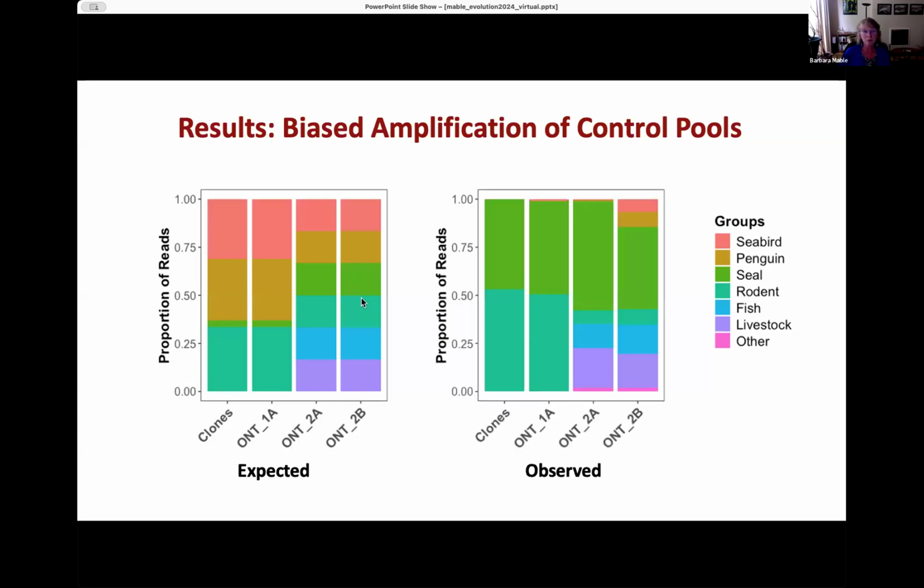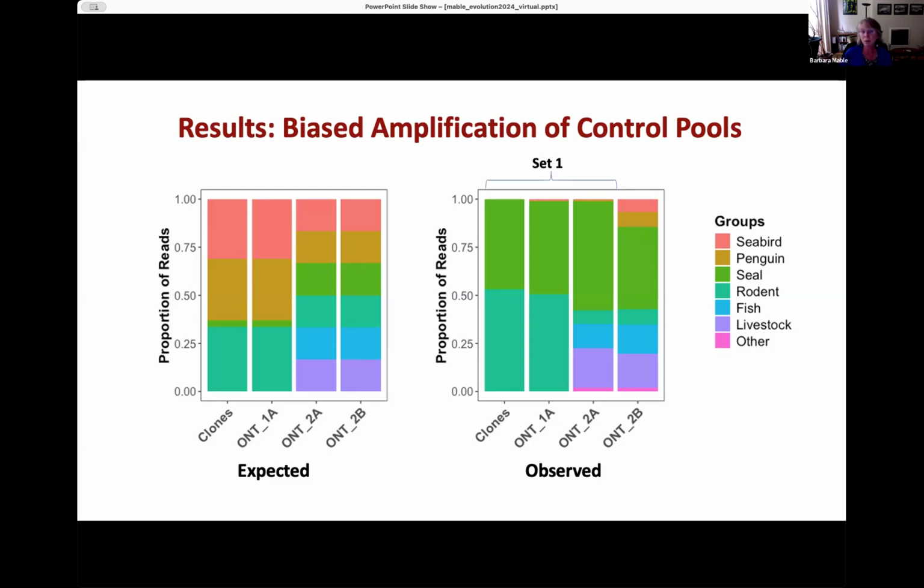And so when we do the various types of analysis, this is looking at clones, we only recovered seals and rodents. And the same was true when we used Oxford Nanopore sequencing, which should allow more fine-scale resolution. When we did an analysis using the more complicated sets, again, we had this really strong bias towards seals and rodents in the samples.